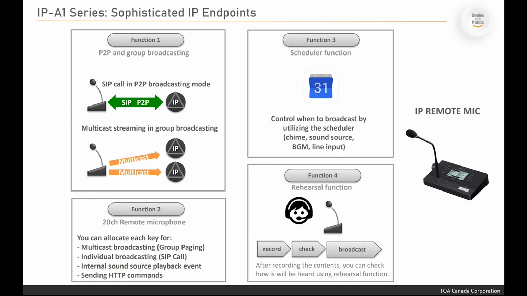The third function that the IP remote has, is that it has an internal built-in scheduler to schedule chime, sound source, or BGM, or streaming its line input on a calendar. And finally, the final function is the rehearsal function. This device allows you to record, check your recording, and then broadcast it.